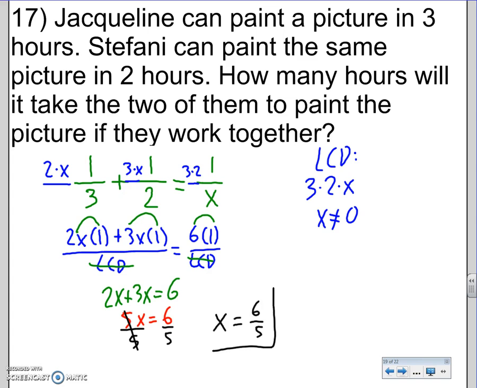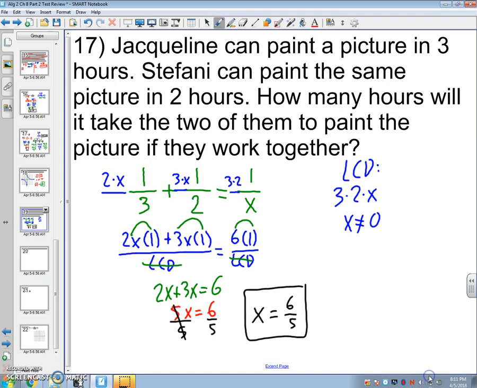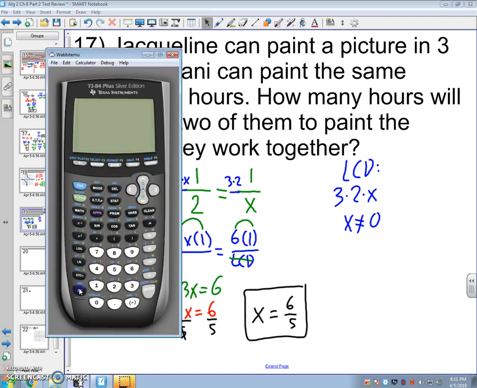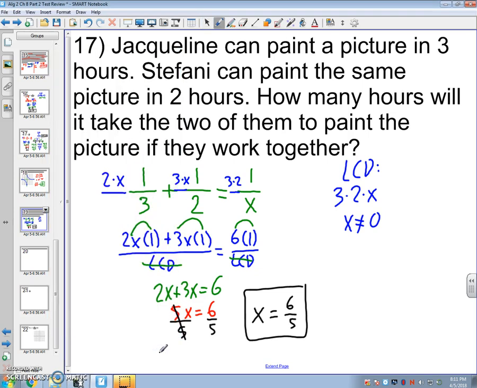That's our answer. They do want the decimal, so let's look at the decimal. We're in the calculator. You just type 6 divided by 5. What is it? 1.2. 1.2 hours. Alright, so when they work together, they save 0.8 hours. So when people work together, they finish tasks faster. That's normal because each person's helping out doing part of the work.